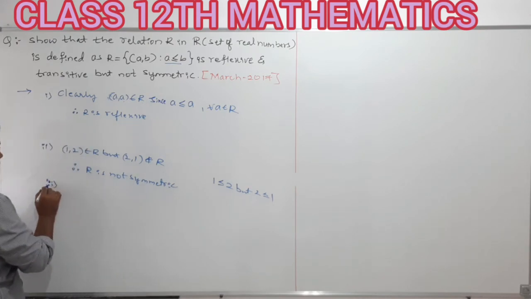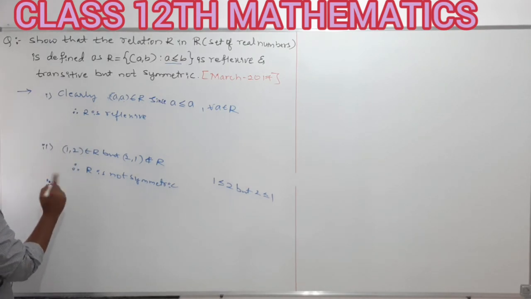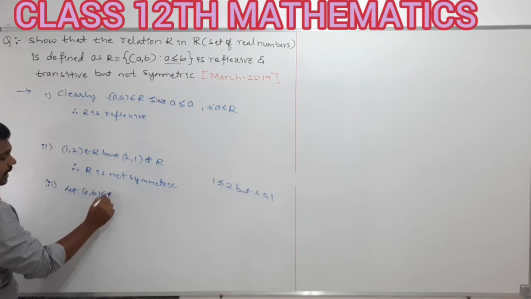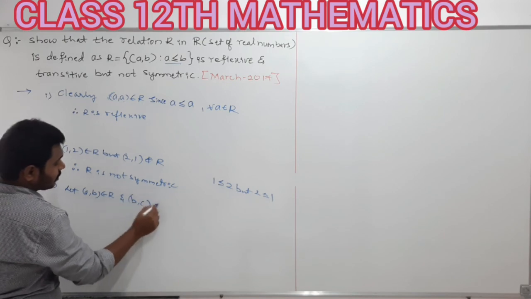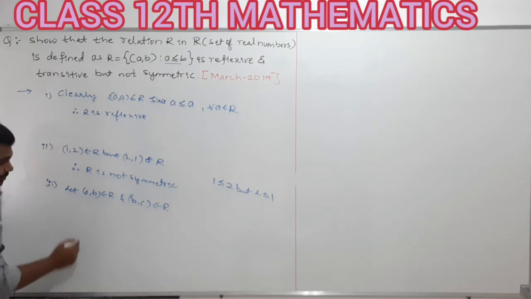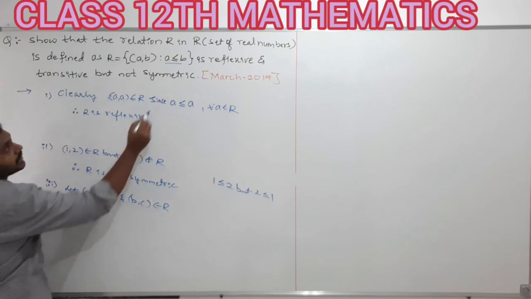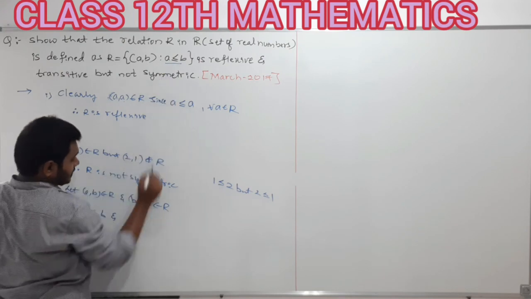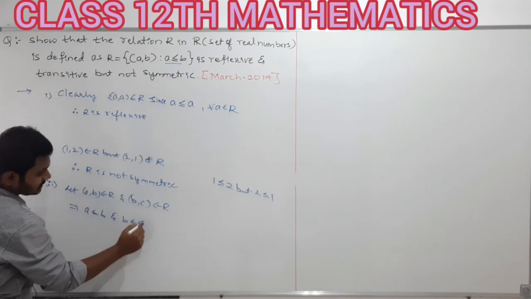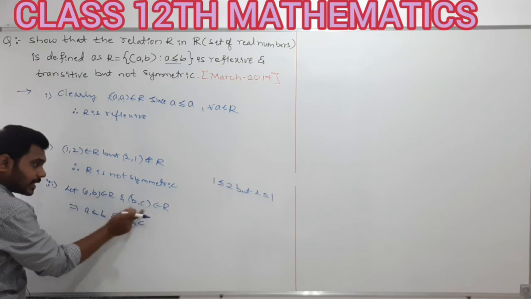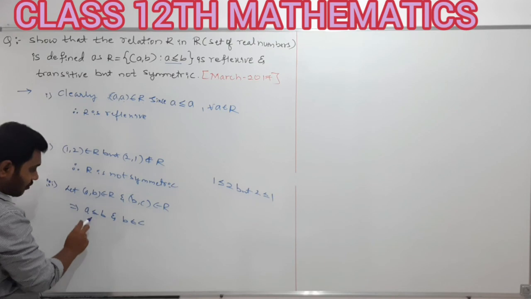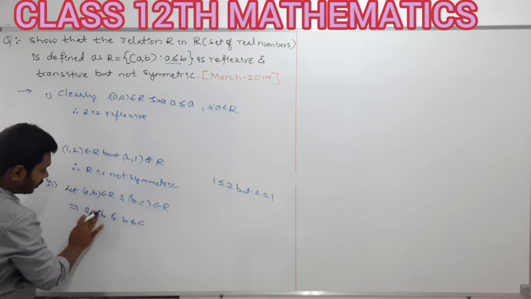Next, the third condition I am going to discuss, that is transitive. Let (A, B) belong to R and (B, C) belong to R. So I am taking 2 ordered pairs. (A, B) belongs to R means A is less than or equal to B, and (B, C) belongs to R means B is less than or equal to C. Since we are taking these from the relation R, they satisfy this condition.